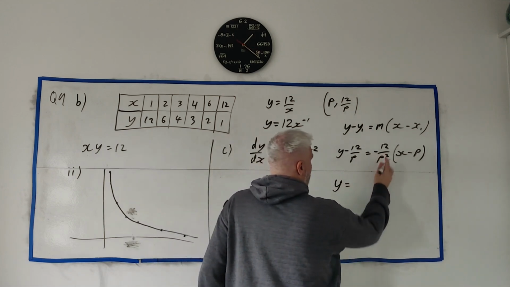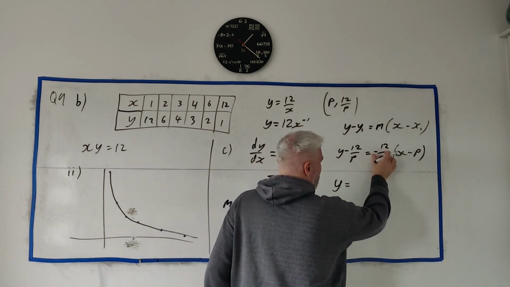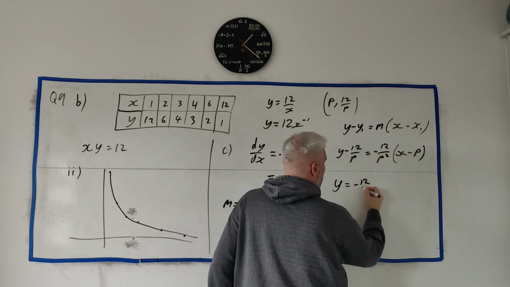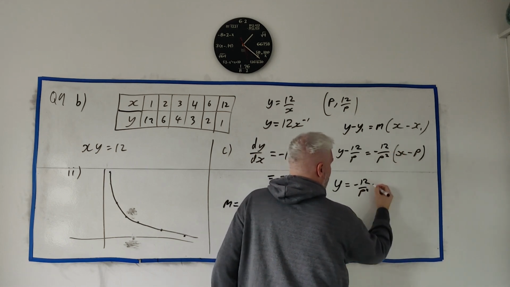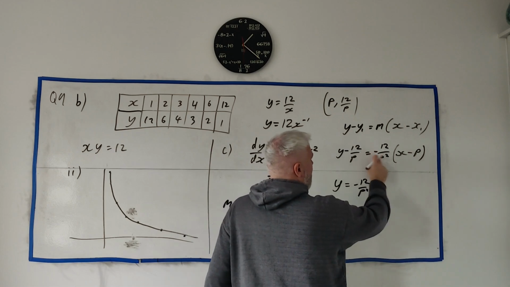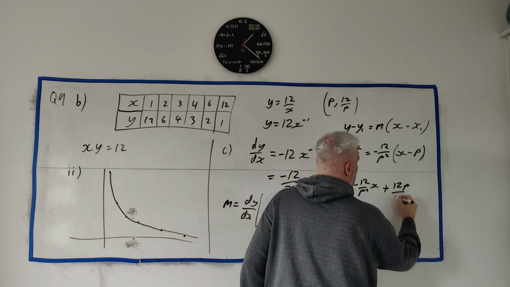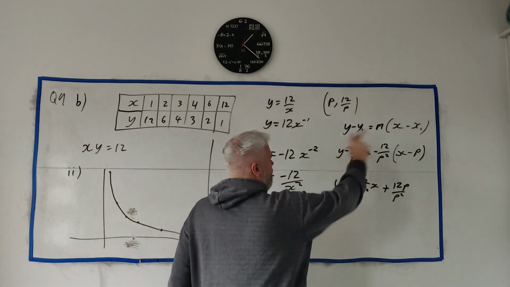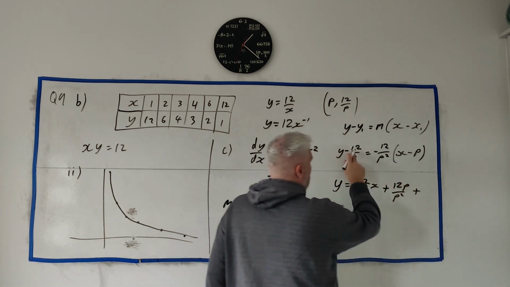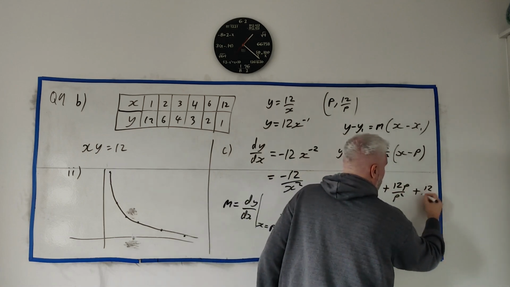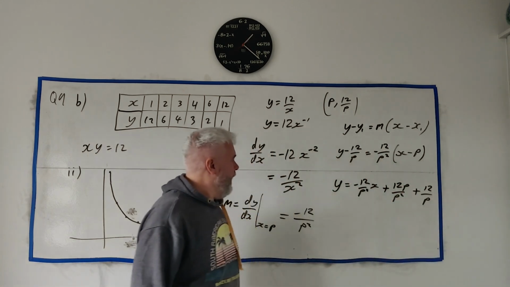Y equals, and they don't want any bracket. So let's multiply this out. We get minus 12 over p squared times x. We get minus times minus, plus 12p over p squared. And this guy would come over and we'd get plus, turn into a plus 12 over p. A couple of things here.